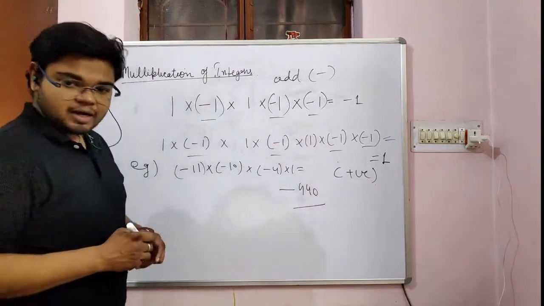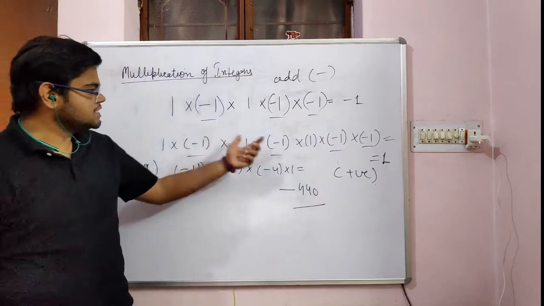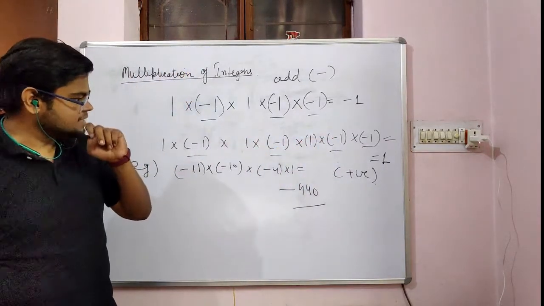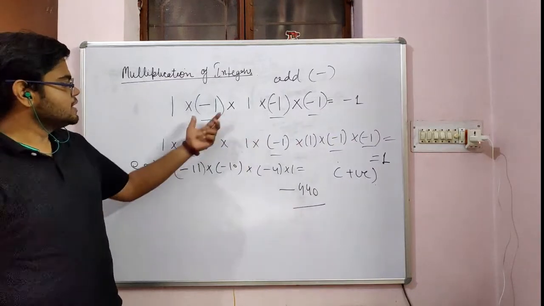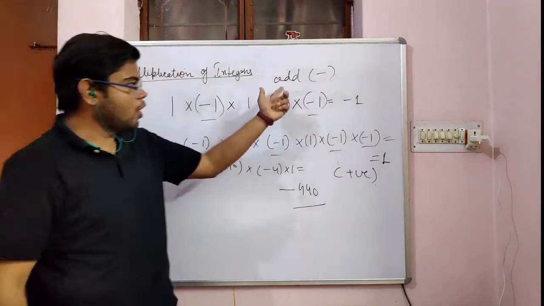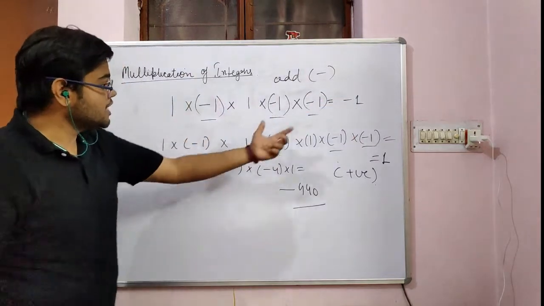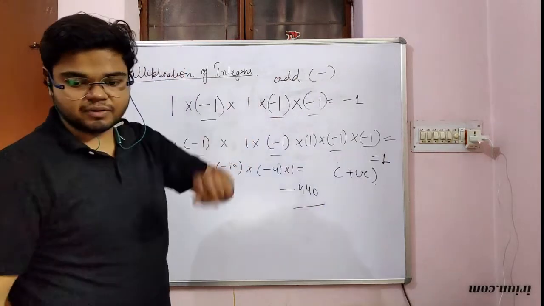So from counting the number of times the negative is coming in the multiplication, we can say that the final result will be positive or negative. If the number of times negative is odd, then the result will be negative. If the number of times the negative sign is even, then the result will be positive. Okay, children?